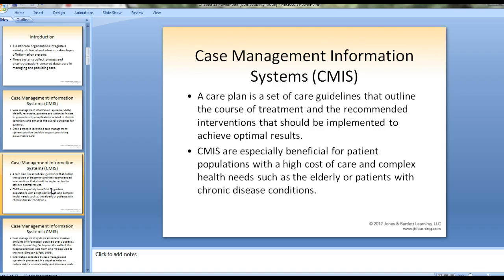A care plan is a set of care guidelines that outline the course of treatment and the recommended interventions that should be implemented to achieve optimal results. Case management information systems are especially beneficial for patient populations with a high cost of care and complex health needs, such as elderly patients or patients with chronic disease conditions.